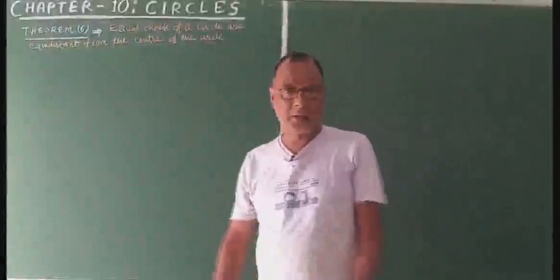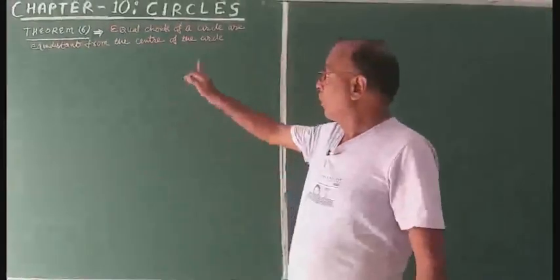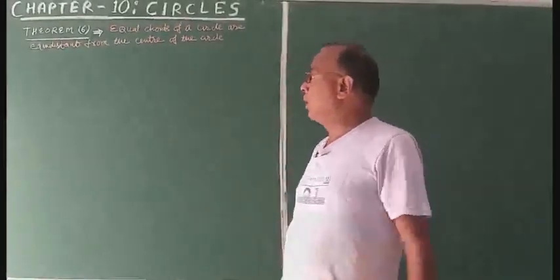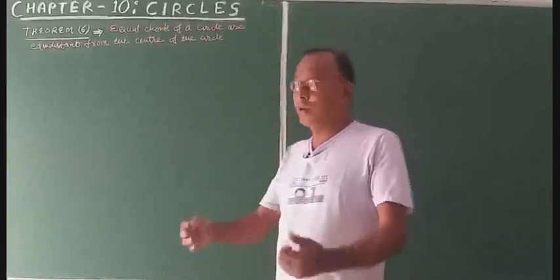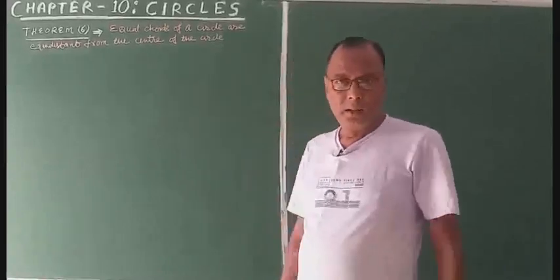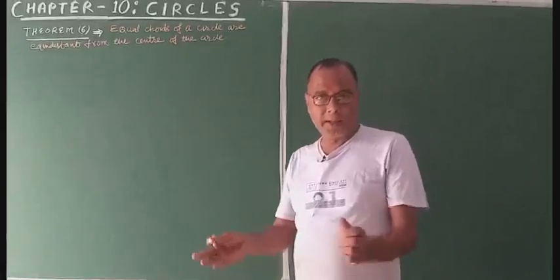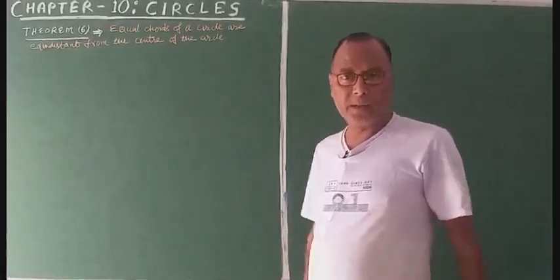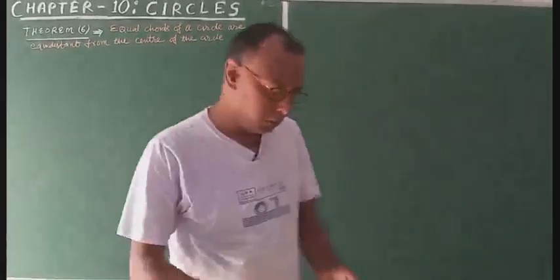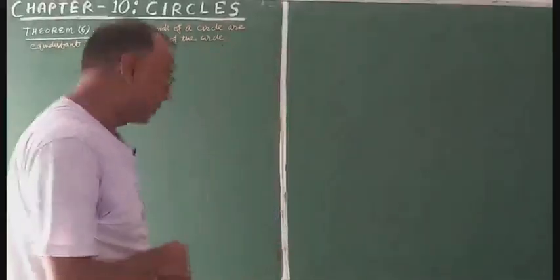Given in this theorem: the equal chords of the circle are equidistant from the center of the circle. जो इक्वल कॉर्ड होती हैं वो सेंटर ऑफ सर्कल से इक्वल डिस्टेंस पर होती हैं. Just look what is given in the figure.